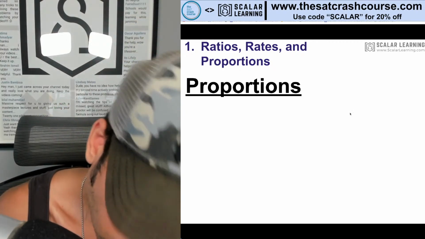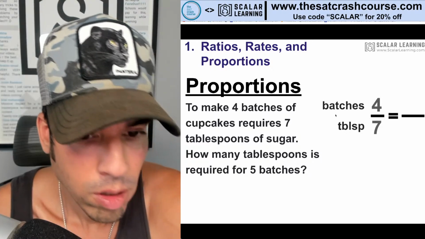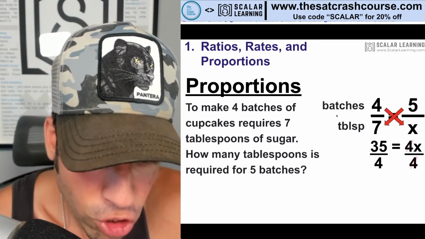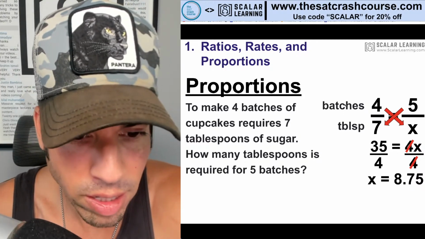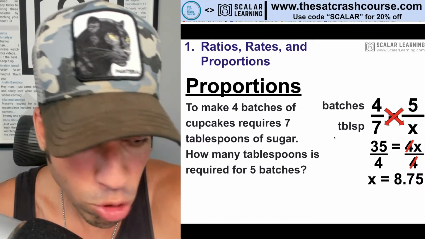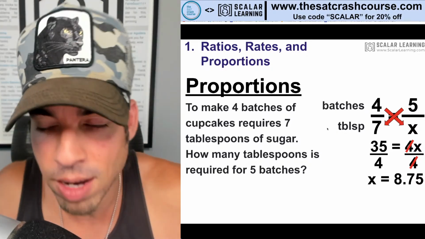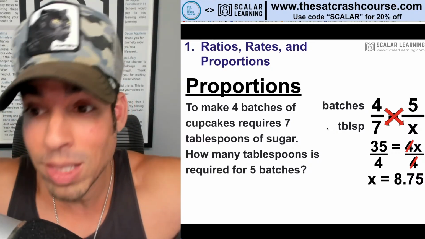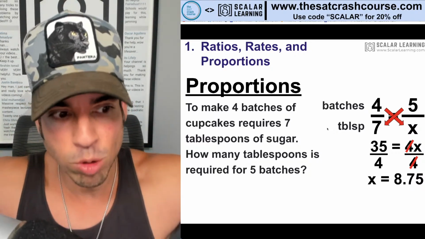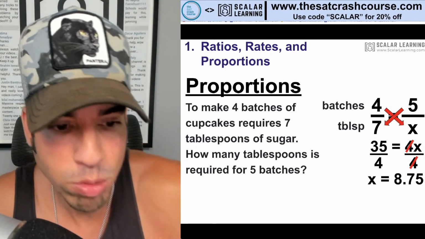All right. Anyways, moving along. We're going to skip this word problem. Again, that's just setting up a proportion. The important thing here that I'm trying to point out is you want to label your proportions. It's very important because you could just put 4 over 7 and then you're like, am I 5 over x or x over 5? If you don't label it, I don't know what's on top and what's on bottom. But if you just do a little labeling, batches on top, tablespoons on bottom. Oh, 5 batches. So 5 goes on top, x goes on the bottom. Boom, done.